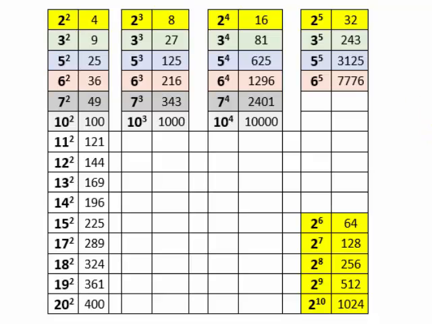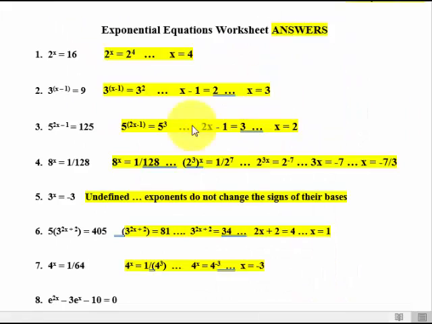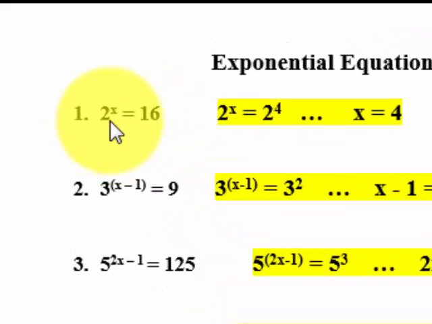So let's get back to the problems. First problem, easy, right? Because 16 is 2 to the 4th. So the bases are the same. Therefore, the exponents have to be equal. So x equals 4 on number 1.